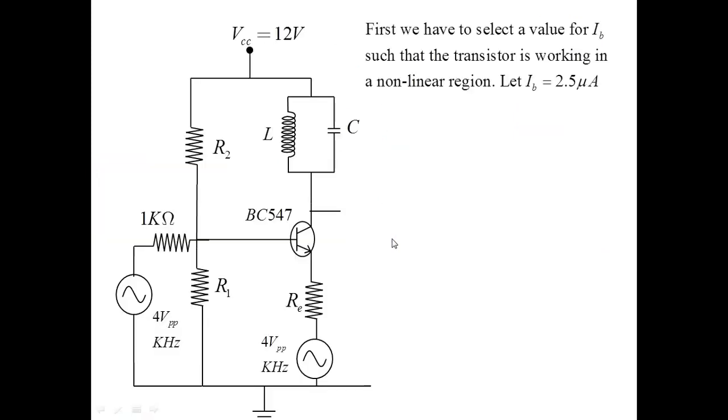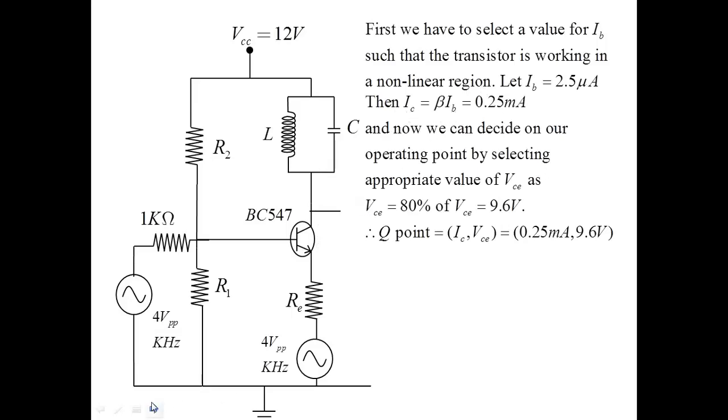Now looking at the data sheet of BC547, first for selecting the value of IB, which should be somewhere between 0 and 10 microamps, we have selected the IB value to be 2.5 microamps. Now if the value of beta for BC547 is taken as 100, then the collector current IC, we all know, is given by beta times IB. So this multiplied by 100 will give me 0.25 milliamps. So my IC is 0.25 milliamps. So one of the parameters of the Q point, the IC, I have almost fixed.